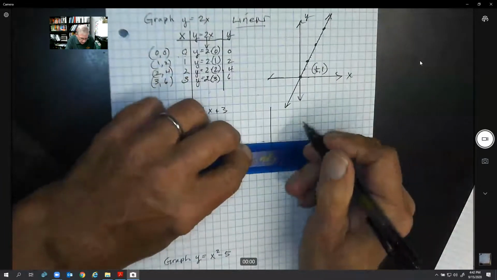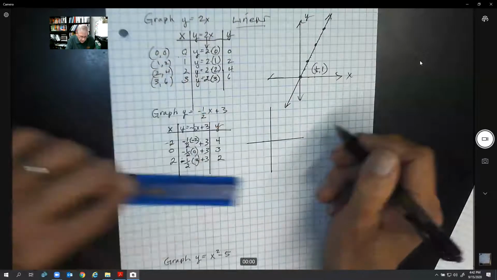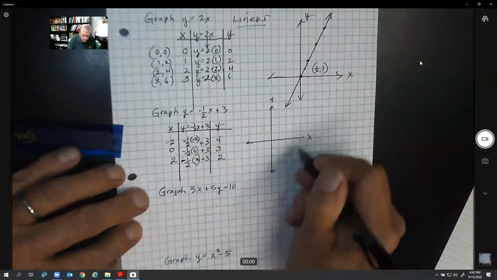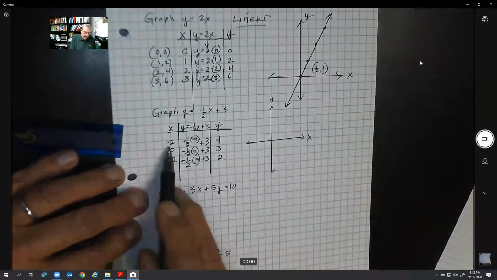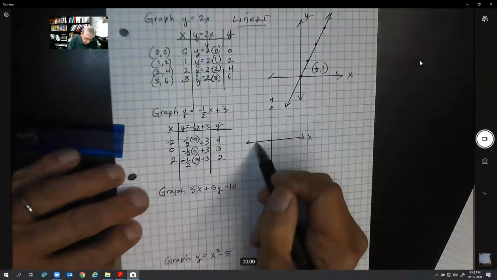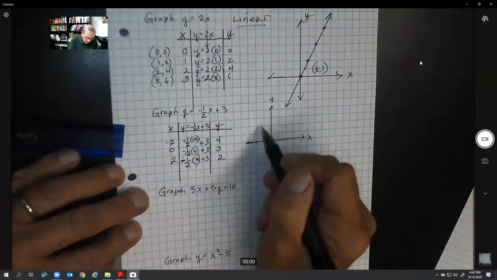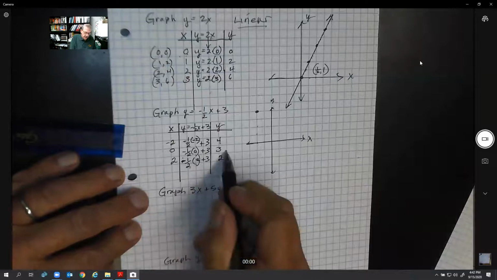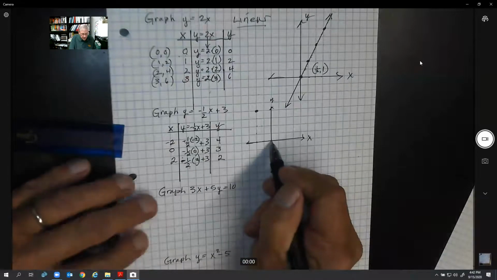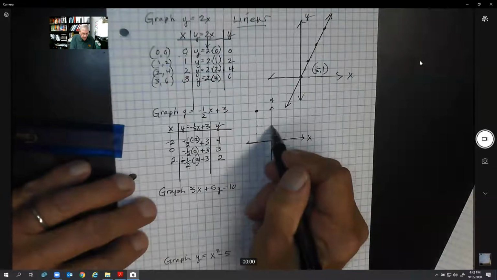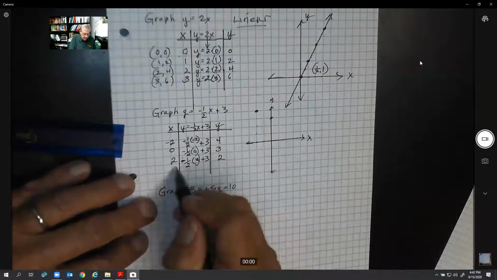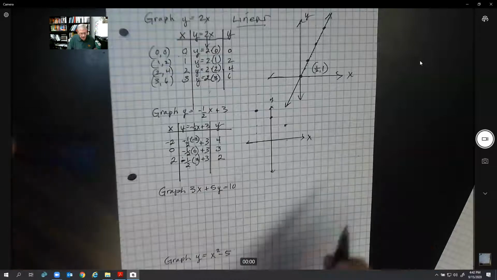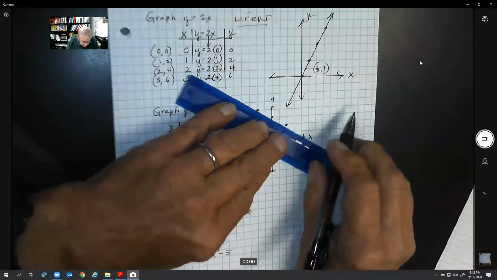Okay, so I'm going to draw my axis here. Here's X, here's Y. Okay, so I got -2, 4. 1, 2, 3, 4. Right there. 0, 3. Again, a tricky one to graph sometimes. 0, 1, 2, 3. Right there. 2, 2. And if I did it right, they are in a straight line.